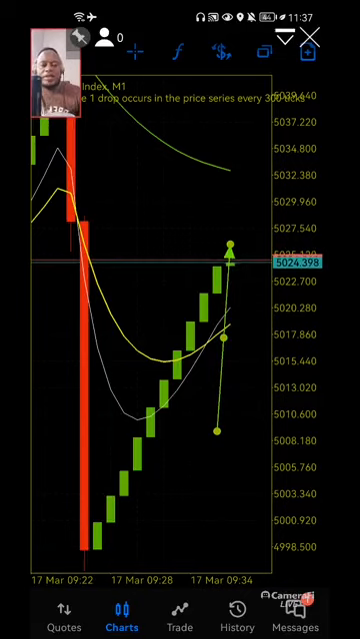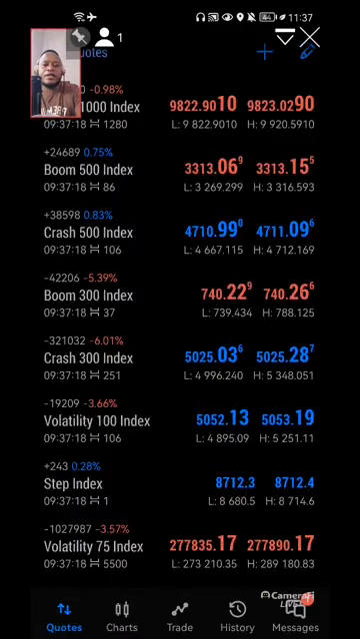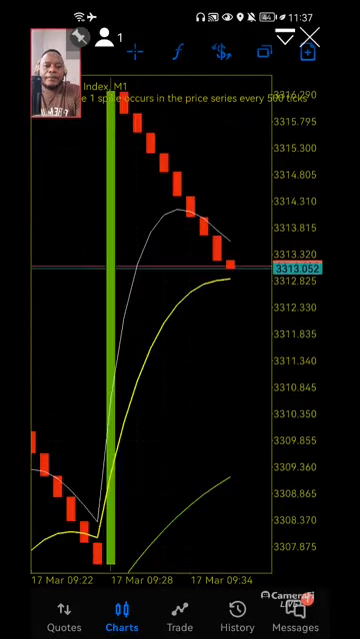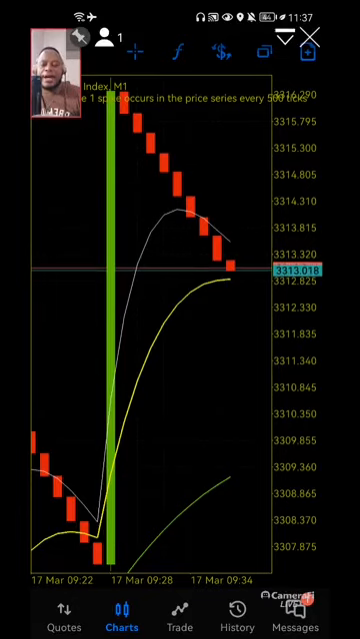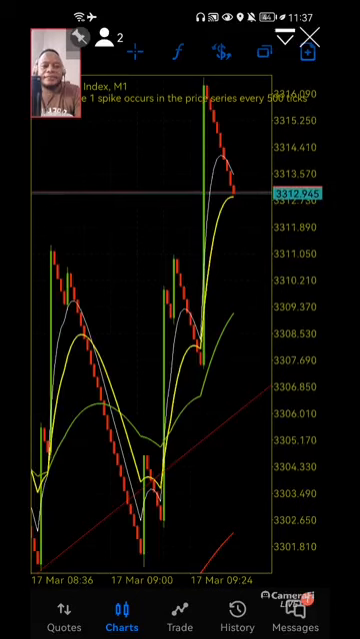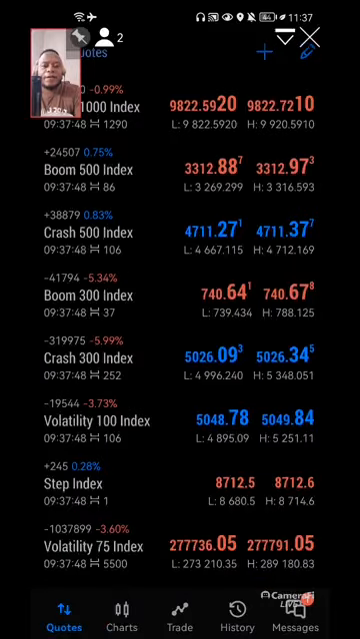So Crash 300, place a sell. Boom 500, you place a buy. Crash 300, you place a sell. Boom 500, you place a buy. Crash 300, you place a sell.